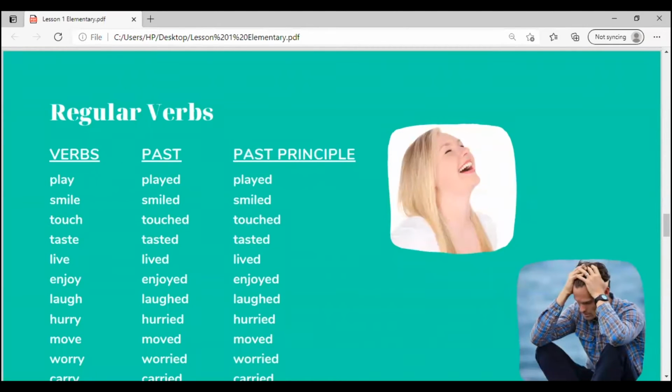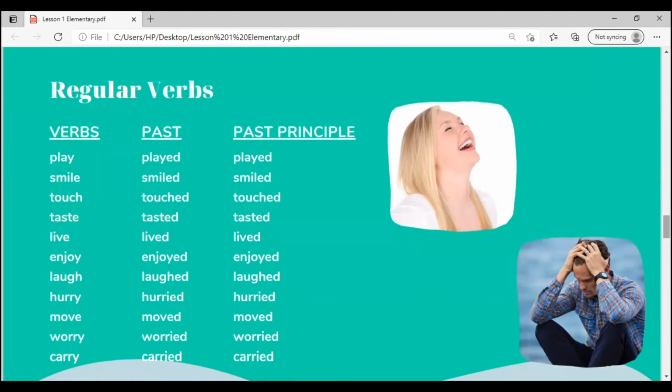Regular verbs. Play, smile, touch, taste, live, enjoy, laugh, hurry, move, worry, carry. The past tense of these verbs are played, smiled, touched, tasted, lived, enjoyed, laughed, hurried, moved, worried, and carried. The past participle form of these verbs are the same as the past tense.